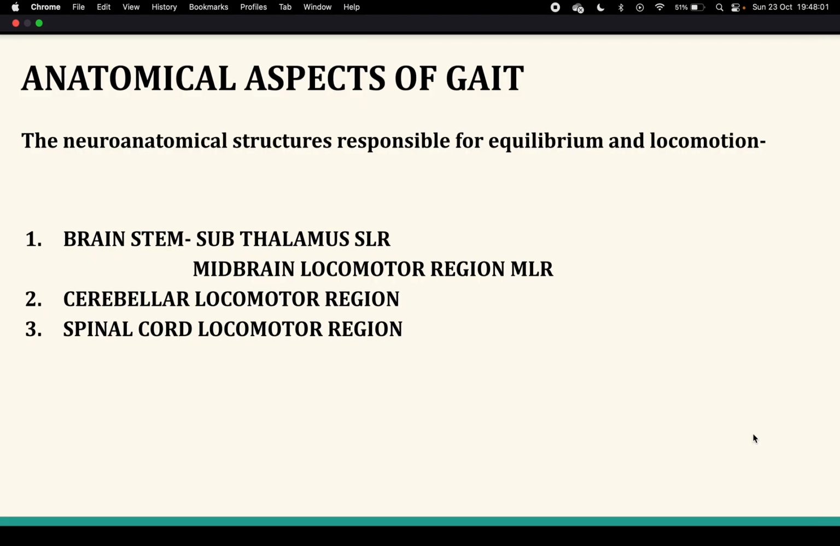So what are the anatomical aspects of the gait? The neuroanatomical structures responsible for the equilibrium and locomotion are situated in the brainstem, the cerebellar locomotor region, and also in the spinal cord.